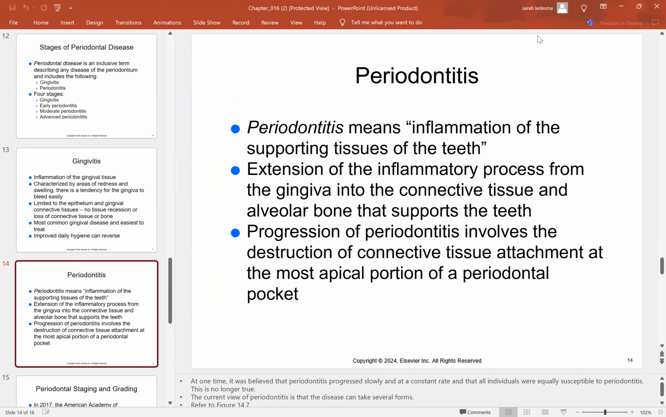Periodontitis means inflammation of the supporting tissues of the teeth. It is an extension of the inflammatory process from the gingiva into the connective tissue and alveolar bone that supports the teeth. Progression of periodontitis involves destruction of connective tissue attachment at the most apical portion of the periodontal pocket.